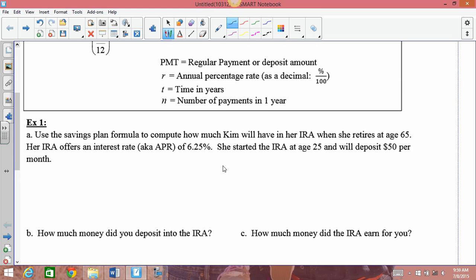So here in example 1, it says use this savings plan formula that you see up here at the top. And I have it labeled for you as the savings plan formula on your formula sheet, so it should be real easy to go to when you're taking your test. How much will Kim have in her IRA if she retires at age 65? Her IRA offers an interest rate of 6.25%. She started the IRA at age 25, and she's going to deposit $50 a month into it.